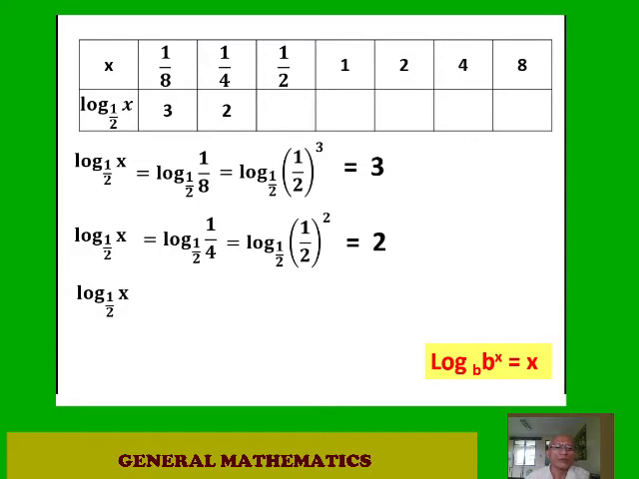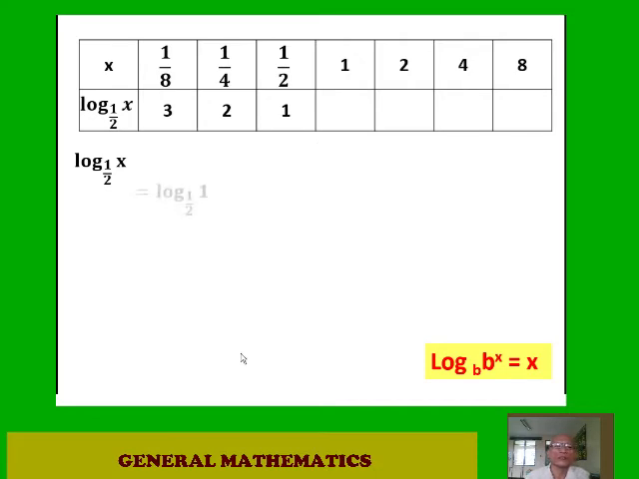Next, if we substitute x with 1 half, so log of 1 half base 1 half, 1 half is the same as 1 half to the power of 1. So the value of this logarithm is equal to the exponent 1. Okay. Next, if x is 1, we can express 1 as 1 half to the power 0 because any number, any expression raised to the 0 is equal to 1. So they have the same base, 1 half and 1 half with exponent 0 following our property. So the value of this logarithm is equal to the exponent 0.